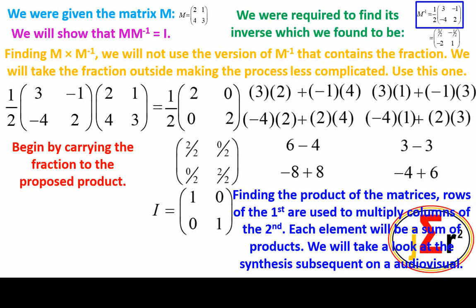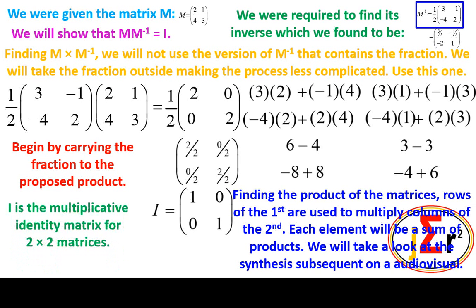And we have shown that when we multiply a matrix by its inverse, the result is the identity matrix, which we know to be [1, 0; 0, 1]. I is the multiplicative identity matrix for 2 by 2 matrices.